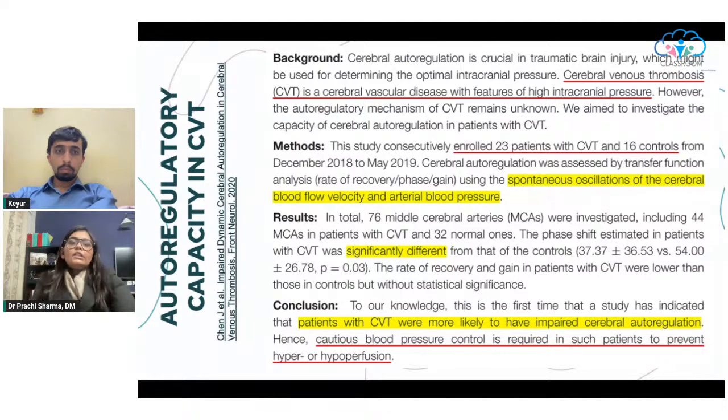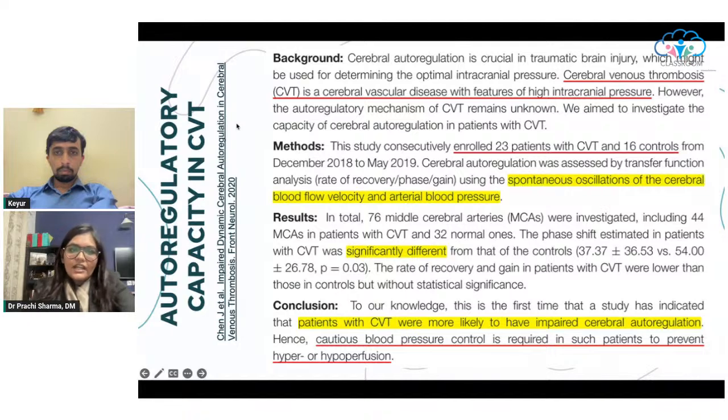Another important thing to consider in the clinical management of CVT patients is that, if we revise the pathophysiology of CVT, there is a disruption of the capillaries and the venules and then the arterioles. So these are the main effector organs of autoregulation that we know. So autoregulatory capacity is expected to be disrupted in CVT cases.